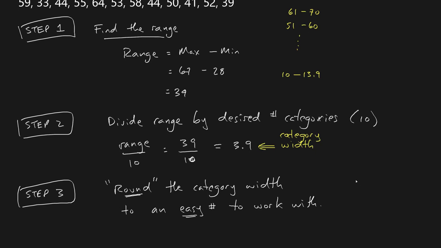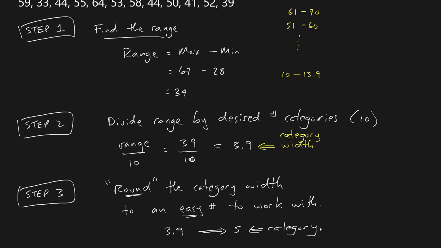So easy numbers that are nearby, or easy numbers to build a table out of, would be things like 2, 5, 10, 20. If your numbers are huge, you might want to be counting in the hundreds and so on. Just go with really simple numbers to do math with. 50 would be another one that would work out. Okay, so having said that, if you chose to go with 4 instead of going with 5, like I'm going to here, I'm going to say 3.9 is going to become 5. This will be my new category width.